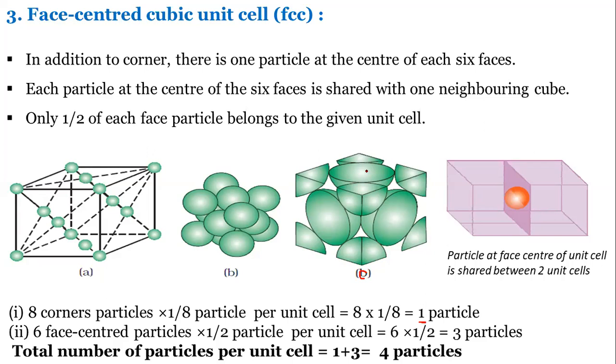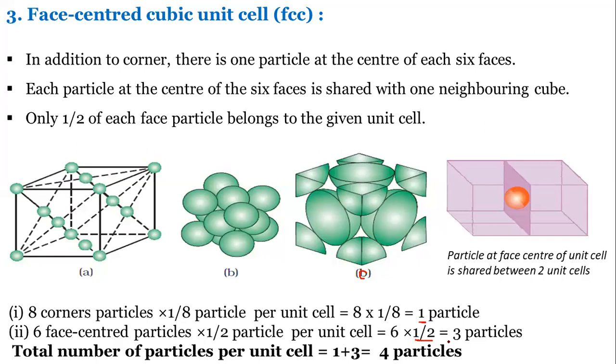means each particle at the center, each cube having the 6 faces. So we can see clearly here the half part is shared with another cube. So as there are 6 faces, 6 into 1/2. Why 1/2? Because each particle is shared between 2 unit cells.